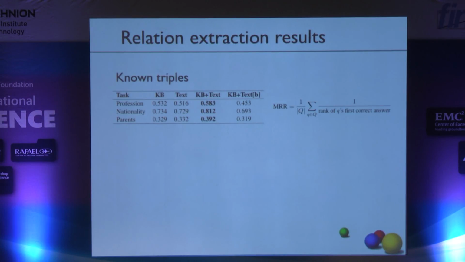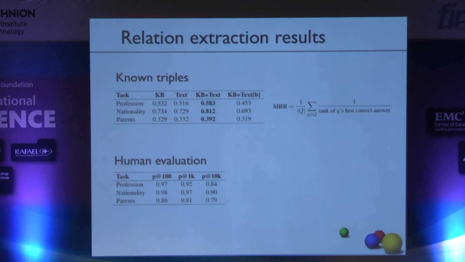So to give the power of this method, if I just match against known triples, we see that for profession, we gain quite a bit by combining knowledge base and text over trying just to extend the knowledge base by a similar method, or just the text. I ignore this column, we don't have time to go into it. Nationality is even better, it's actually very good. This is MRR, mean reciprocal rank. And parents is pretty bad.